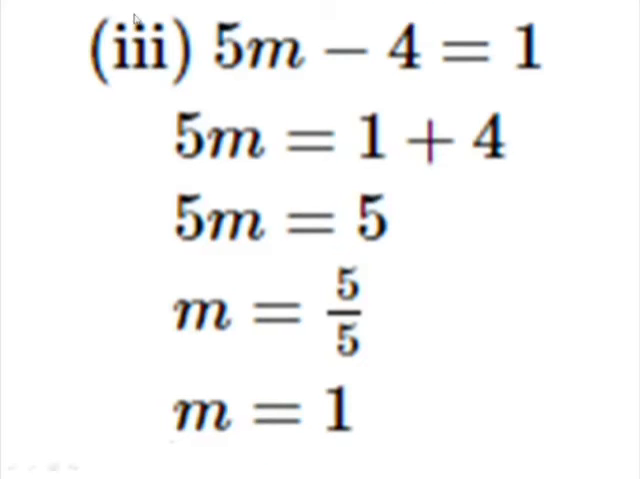Now third example, 5m minus 4 equal to 1. Now here we have to find the value of m. So we will bring this 4 in right hand side, that is, here it is minus 4, in subtraction. So on the other side it will come in addition. So you will get 5m is equal to 1 plus 4. Now here 1 plus 4 is 5. 5m is equal to 5. So you will get here m is equal to 5 upon 5, that is m is equal to 1.